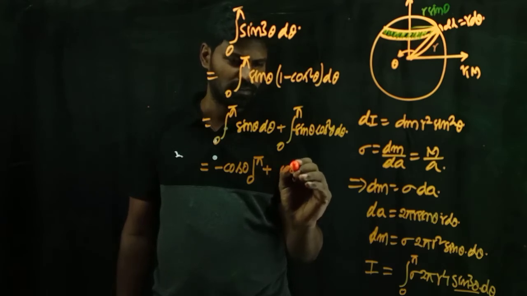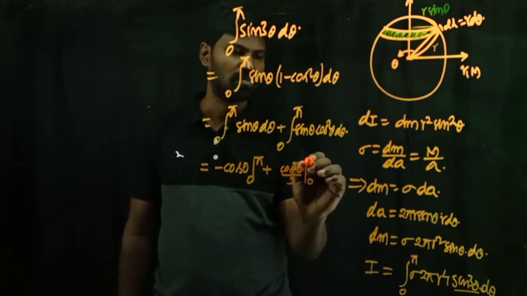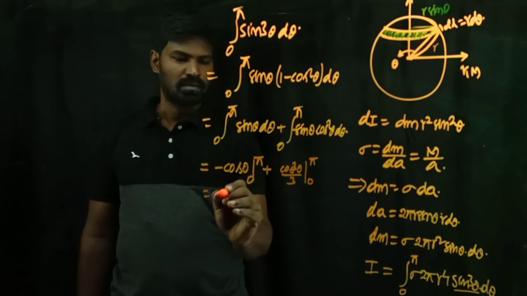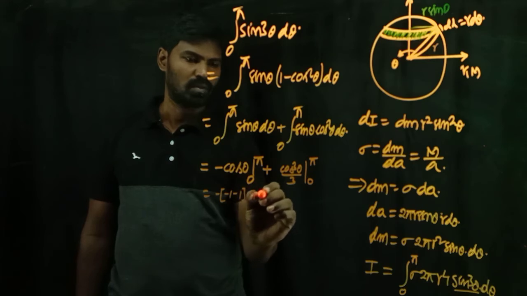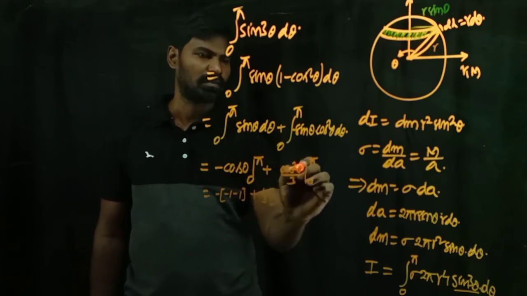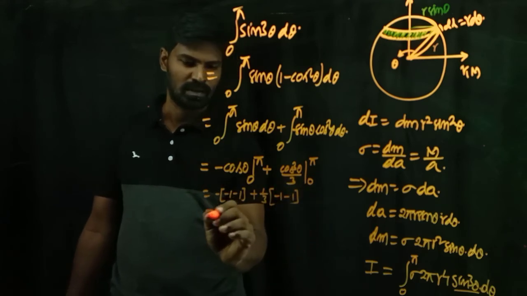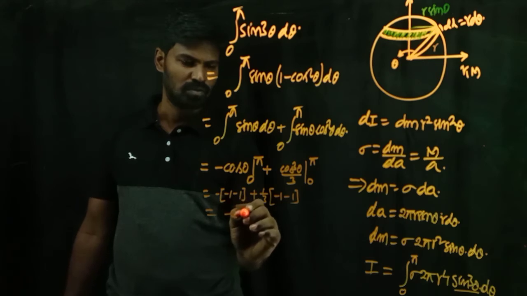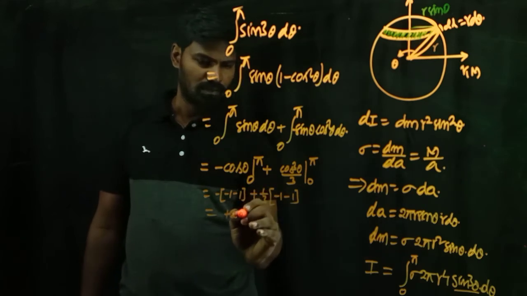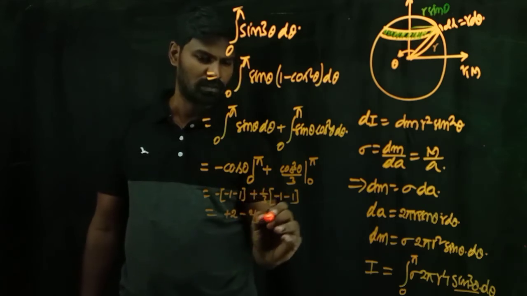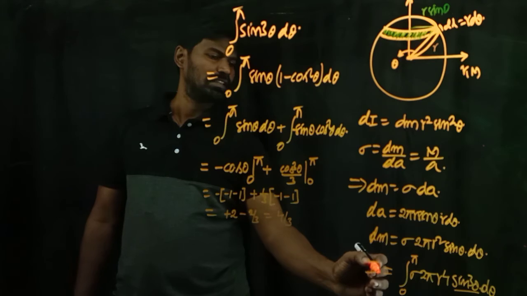Here f of x is cos theta, so cos cube theta divided by 3 between the limits 0 to pi. That is equal to minus of cos pi, which is minus 1, minus cos 0, which is 1, plus 1 by 3 into cos cube theta. Cos pi is minus 1, whole cube is minus 1, minus cos 0 cube is again minus 1. That is equal to, this is minus 2. Am I right? Minus into minus, plus 2. This is minus 2 by 3. That is equal to how much you will be getting? 4 divided by 3. So this value I am going to use in this integration.